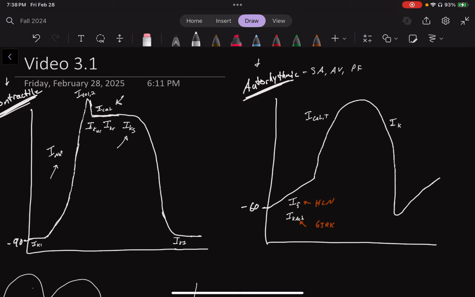But once the IKS channels open, that starts to tip the membrane potential over its edge, because so much potassium is leaving that the membrane potential really just starts to drop. And once it gets to a certain threshold, then the IK1 channels will open, which will further drop it, and it will go back down to resting membrane potential. And now, because you have practically complete permeability here at RMP, you will not see the sort of hyperpolarization that you see in skeletal muscle cells. So none of that right there.